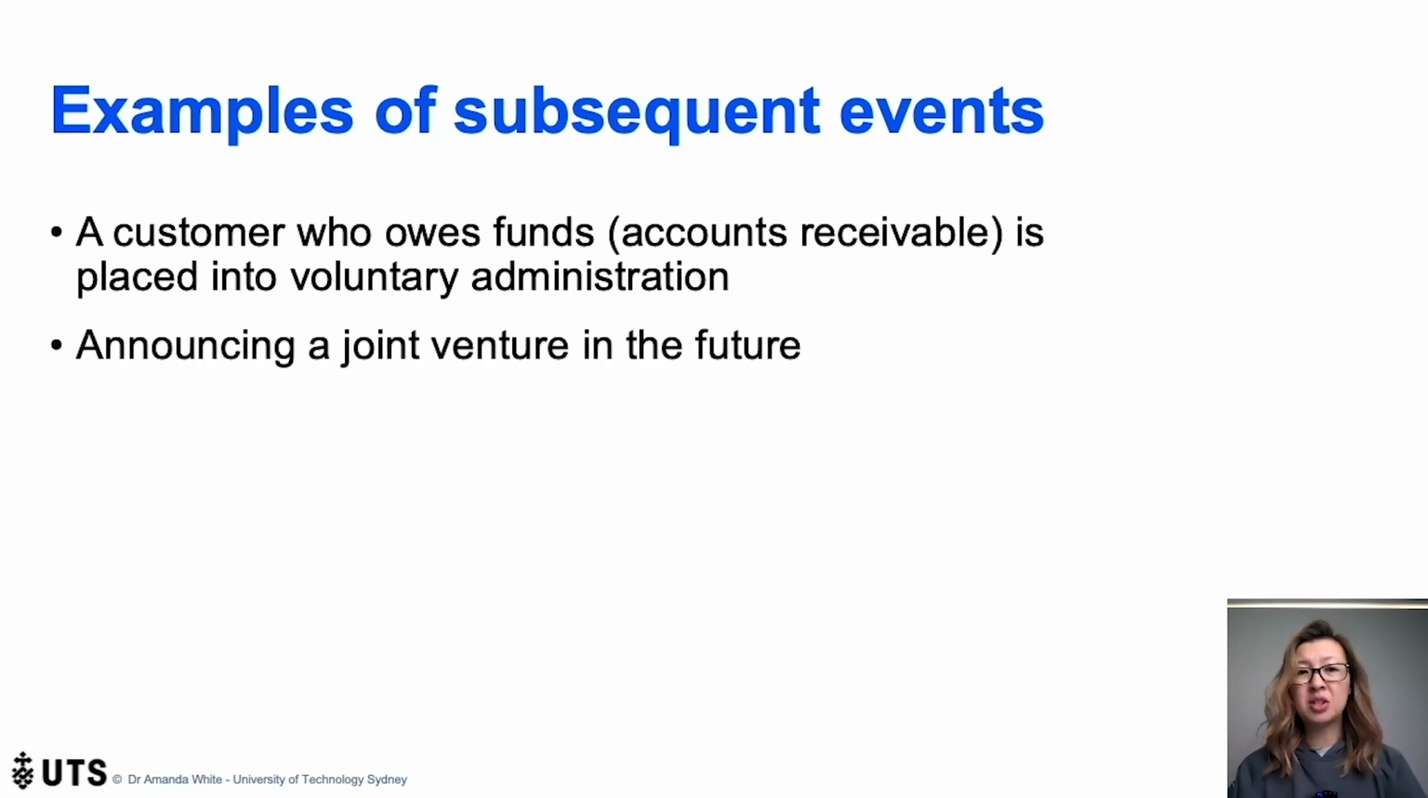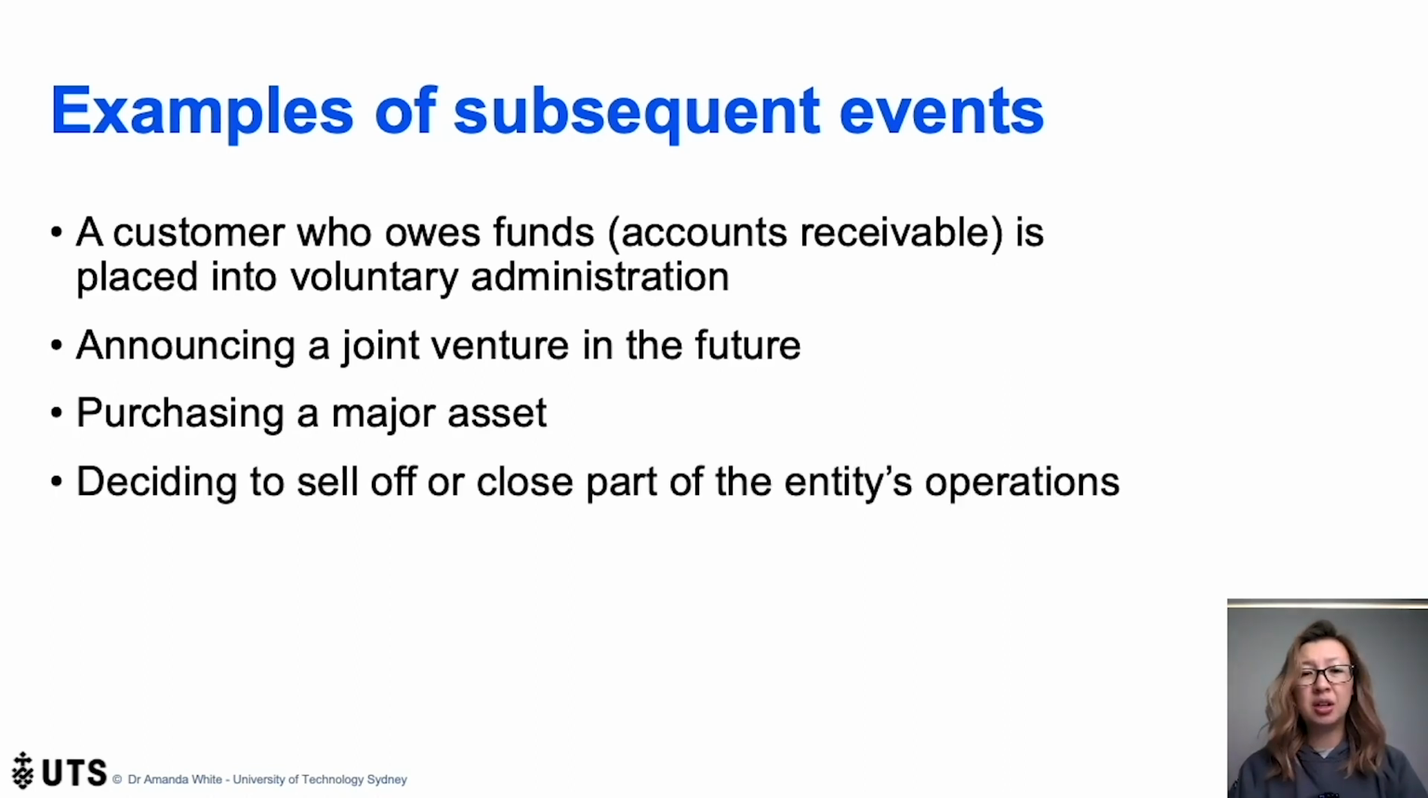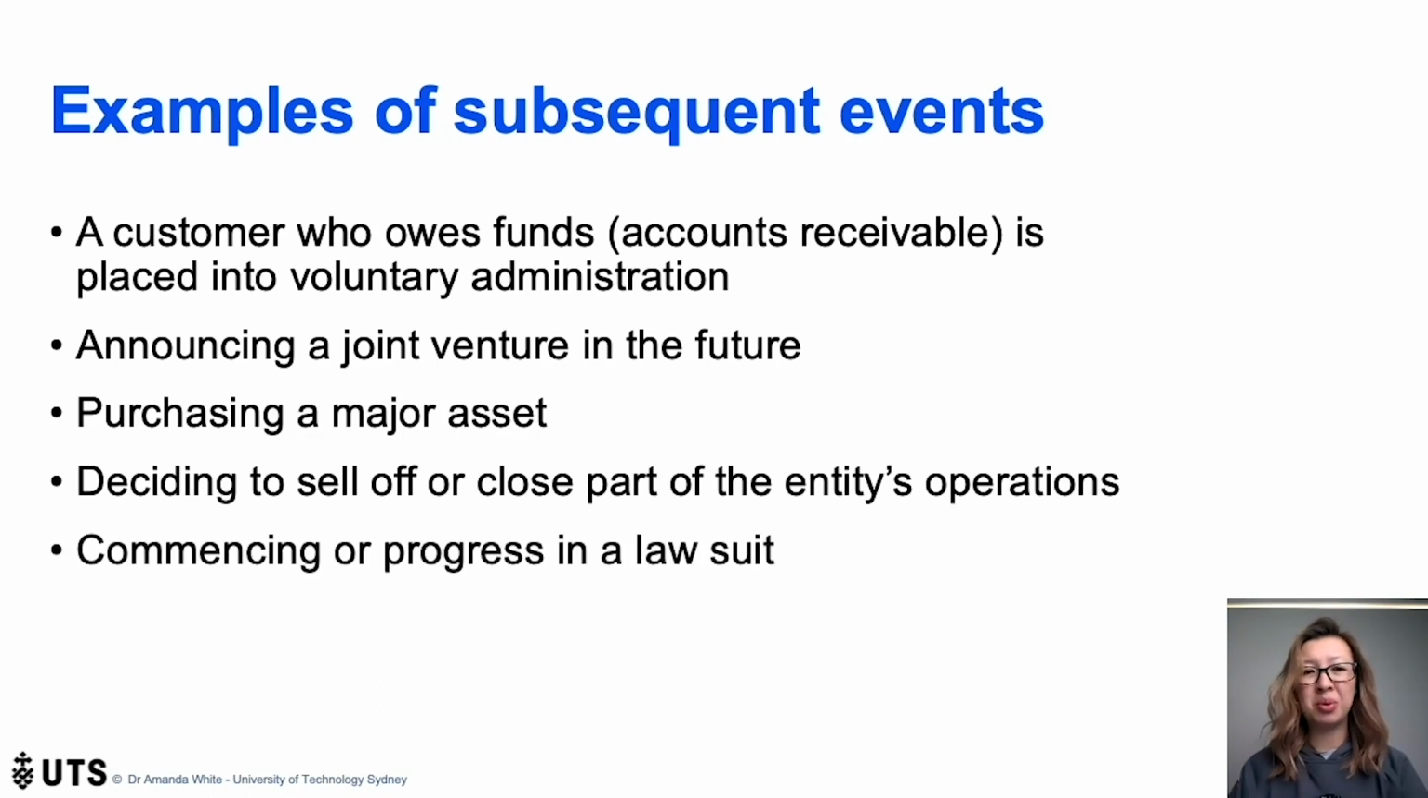A company might decide to announce a joint venture in the future. That's a subsequent event. It's news that's coming out about something happening in the future. Purchasing a major asset is something about happening in the future. Deciding to sell or close off part of their entity's operations could impact how shareholders are going to interpret information about the balance sheet, so maybe making them aware of that could be important.